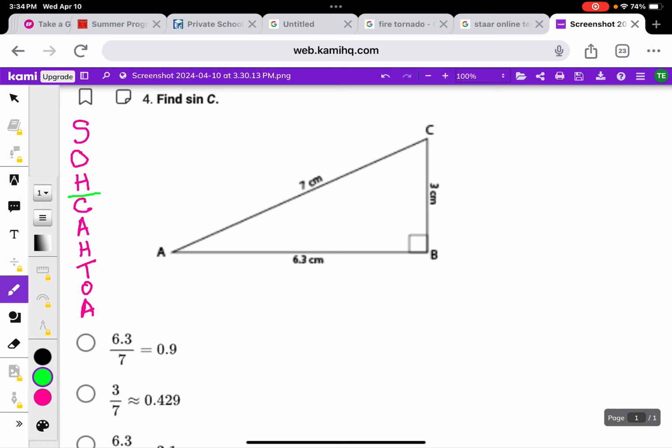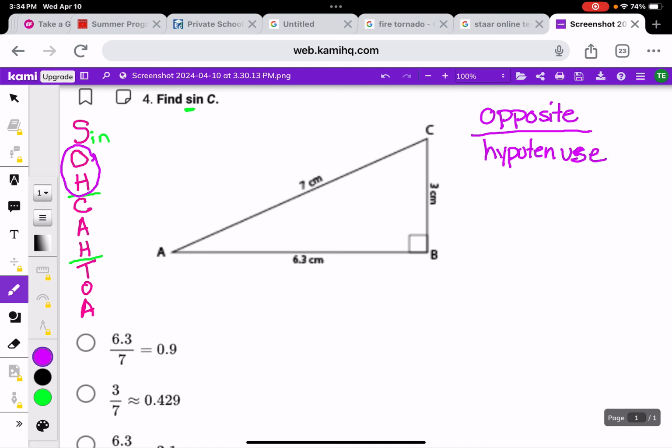We divide them every 3 letters. So we're looking for sine, which is right here. So I know sine is OH, or opposite over hypotenuse. So I am looking for opposite, or the opposite side over the hypotenuse.